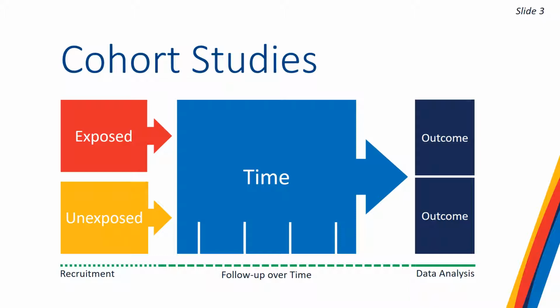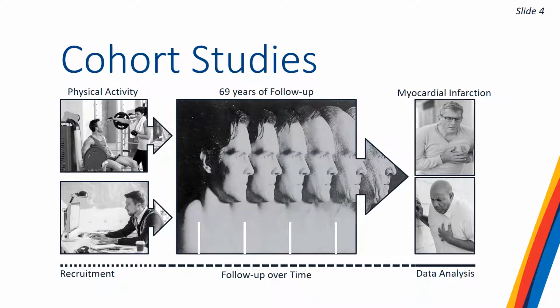On slide 4, you can see an example of a cohort study where participants who are physically active and participants who are sedentary are followed over time, and then investigators examine over the course of time which group had higher incidence of heart attacks. A real-life example of this sort of study is the Framingham Heart Study, which has been conducting follow-up in its cohort since 1969, so quite a while.